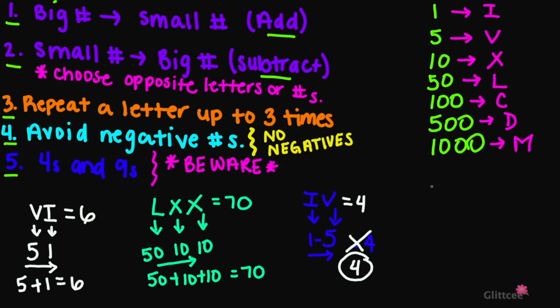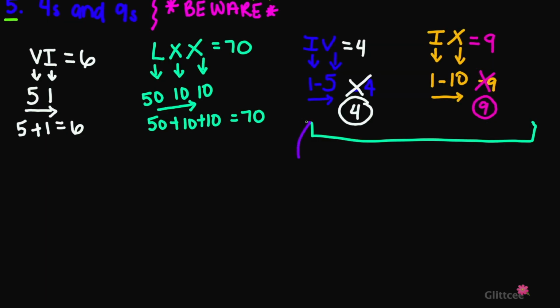Let's try IX. So I is 1, X is 10. Based on this example, I'm going from a small number to a large number, so I know I need to subtract. When I subtract, this is going to give me a -9. But remember, no negatives. So I'm not going to use this, but I will use a regular 9. So IX is 9.